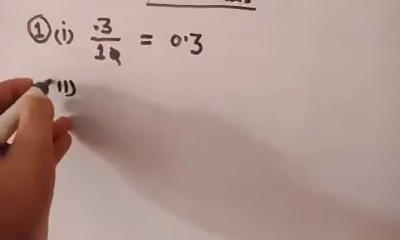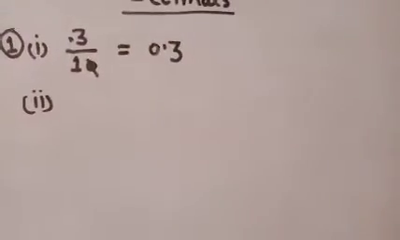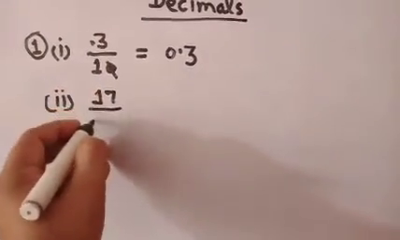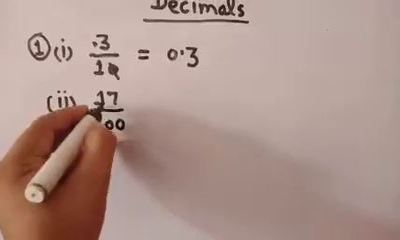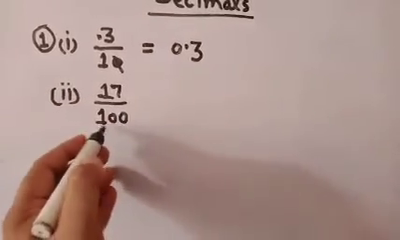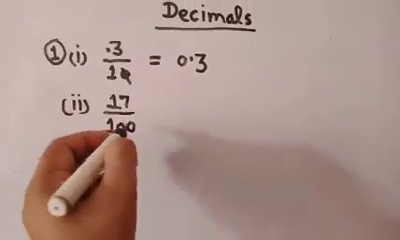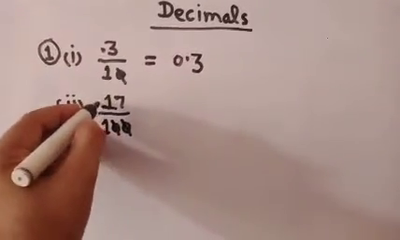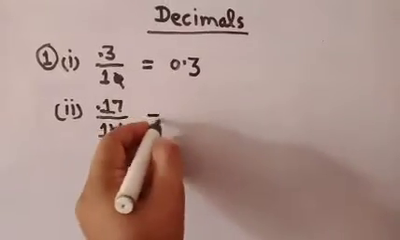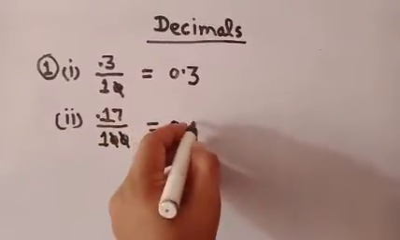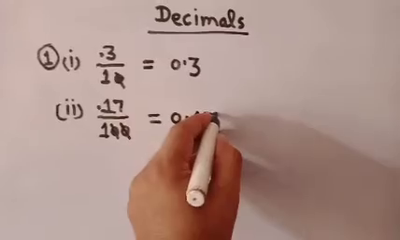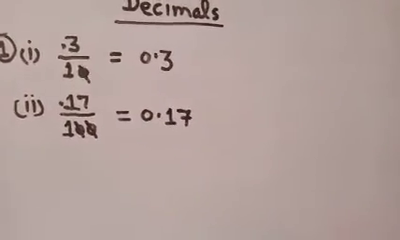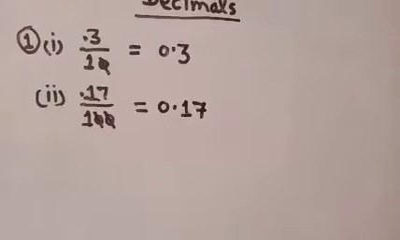Further example is 17 upon 100. Look here, in the denominator there are 100, skip the 00 and put the decimal before two digits. Then the final answer is 0.17. Pronunciation is point one seven, not point seventeen. After the decimal you will pronounce individual digits.